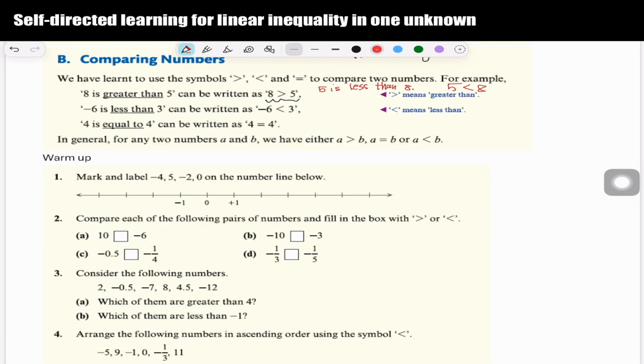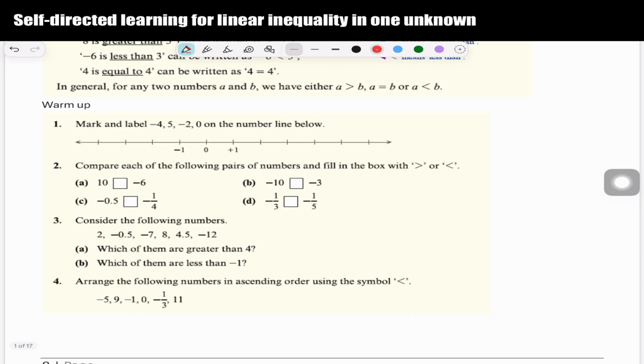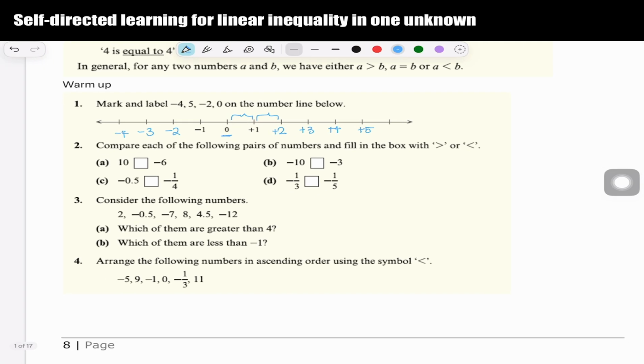Next, you should be able to identify where -4, -2, 5 and 0 will be. Basically, we can see 0 here, and then each interval should be the same. That means this one is going to be 2, then positive 3, 4, 5. And this one is -2, -3, -4. You will see it is basically increasing or decreasing with the same interval.